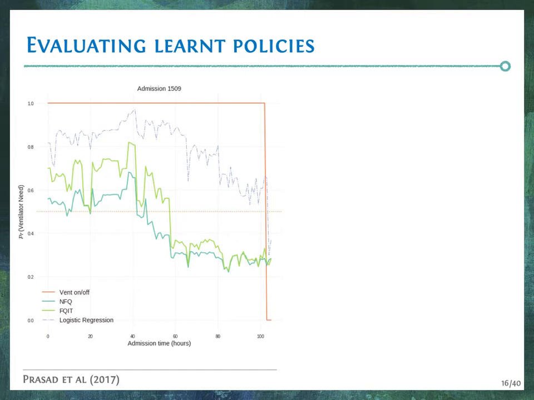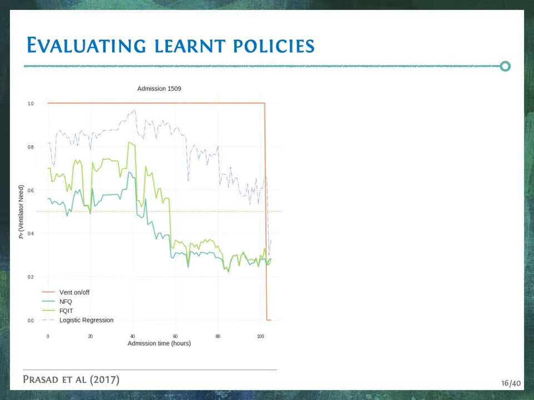Shown here is what our optimal policy on ventilation need looks like for an example admission. The patient is in the ICU for about 100 hours and taken off the vent just before discharge, as shown by the orange line. For comparison, we train a logistic regression model directly mapping states to actions in the dataset, so this acts as our baseline. We can see that this roughly matches the clinician policy exactly for this admission, taking the threshold of the probability of ventilator need as 0.5.